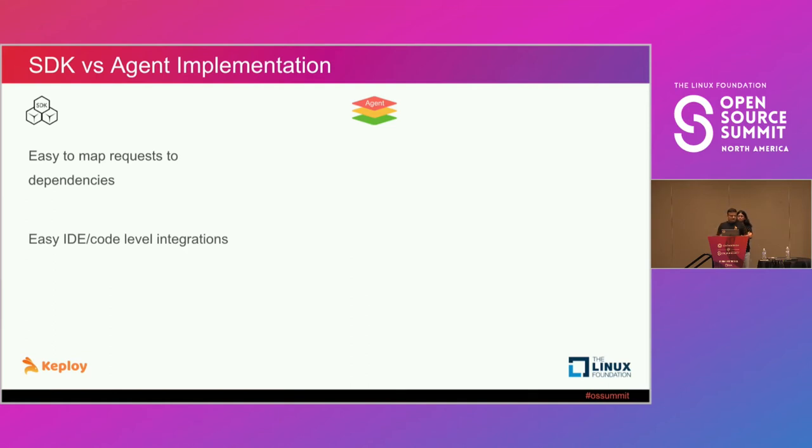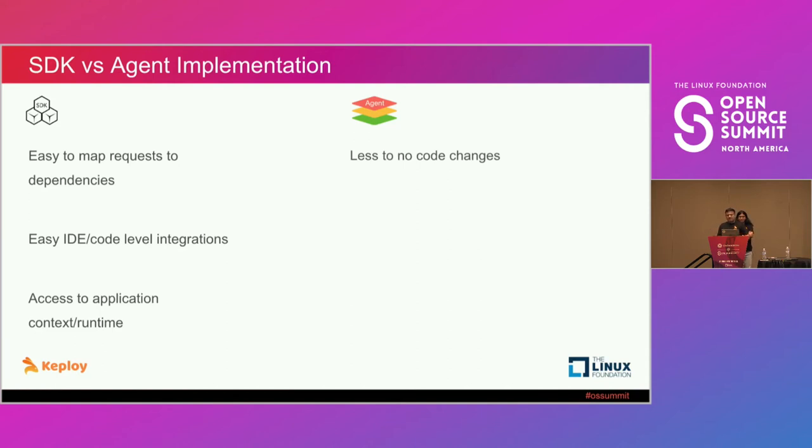Code level integration and IDE integration become easier because if you're integrating with a testing library, everything that the testing library supports would automatically be supported. And definitely, you get access to the application context and runtime, which can help us debug the application better and understand what's going on inside the application.